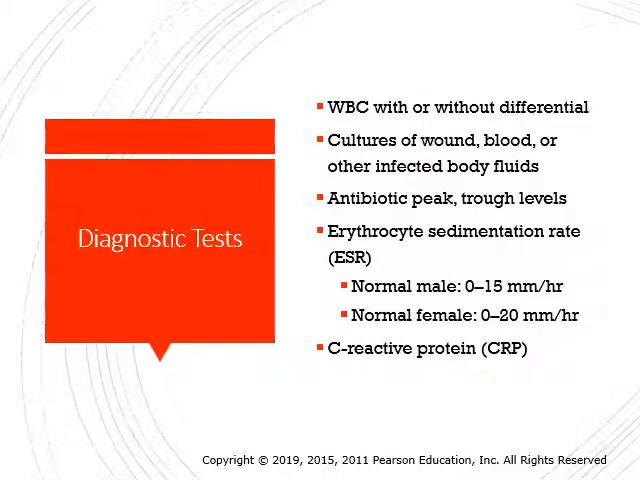I don't want you to focus on this specifically, but just be mindful that there are some tools out there that we use to indicate or to detect infection. White blood cell count with or without differential, cultures of a wound, cultures of blood or other infected body fluids, antibiotic peak and trough levels, erythrocyte sedimentation rate. Right now you don't need to know the normals. And then C-reactive protein, which is also something that gives us an indicator of inflammatory response. Again, be mindful that these things are there. Do not, I repeat, do not memorize this slide for the purposes of information in NUR 111.